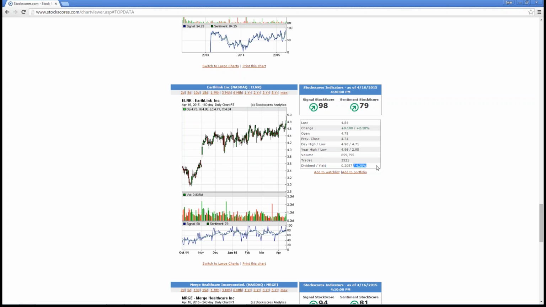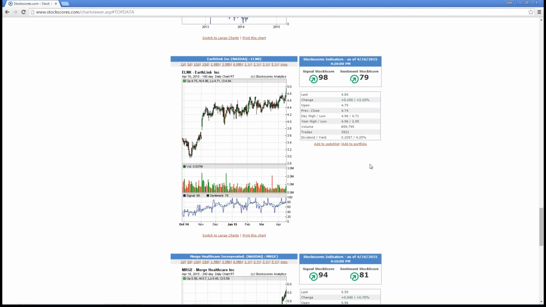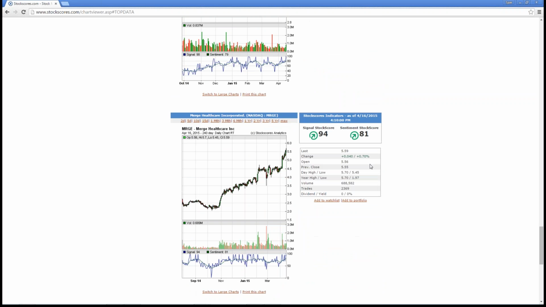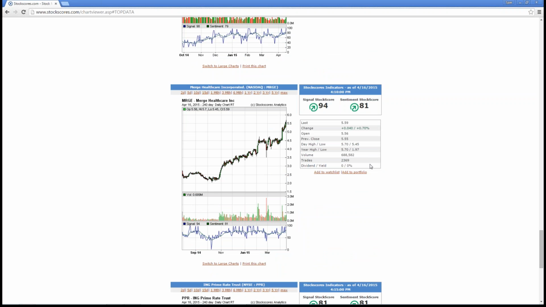The yield number that we quote on Stockscores is historical. That doesn't mean the company will pay that in the future. That's something you have to sort of check on the investor relations area of the company website to make sure that that's expected to continue.